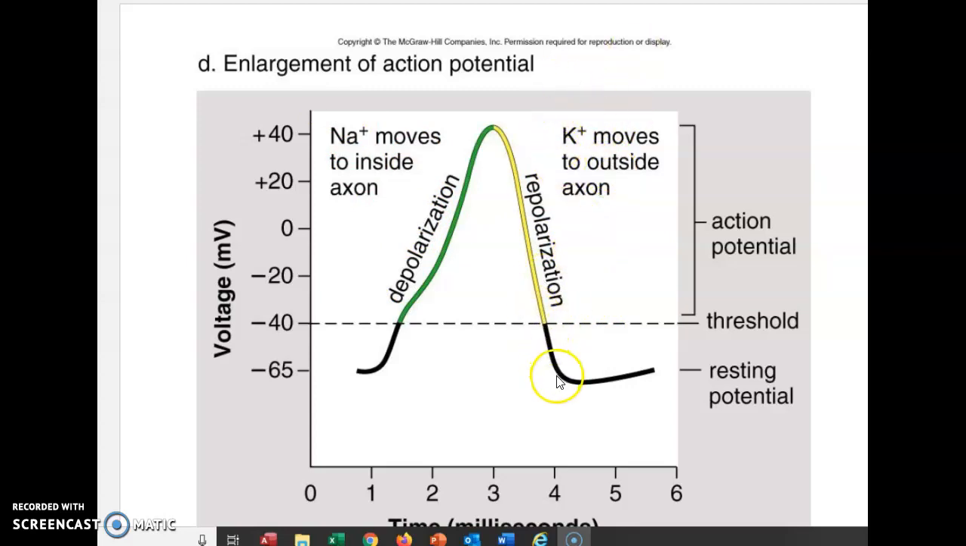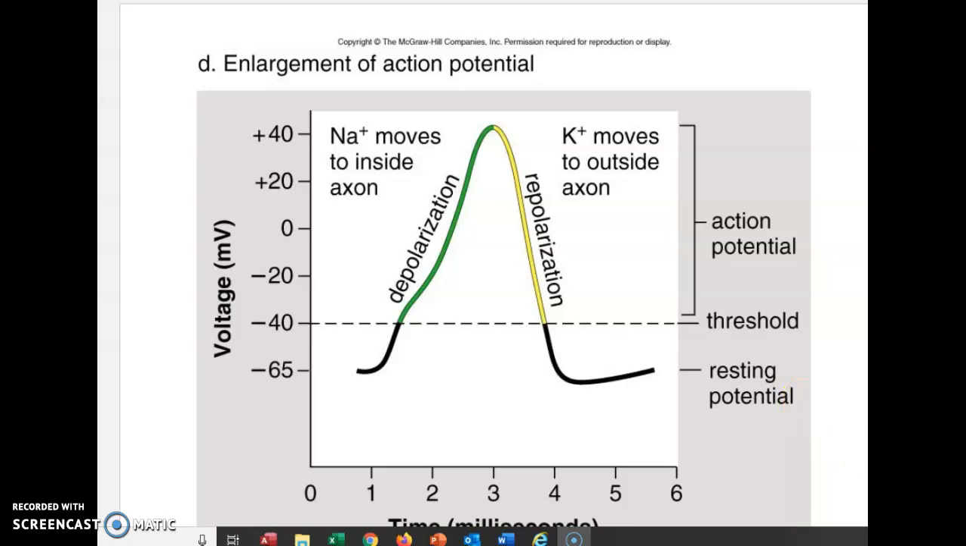Now, even though this doesn't show it, if enough potassium continues to move out so that we drop below resting membrane potential, we call that hyperpolarization. And so this graph is extremely important. You're definitely going to need to know it for the test, but more importantly, you need to understand what it's actually showing.